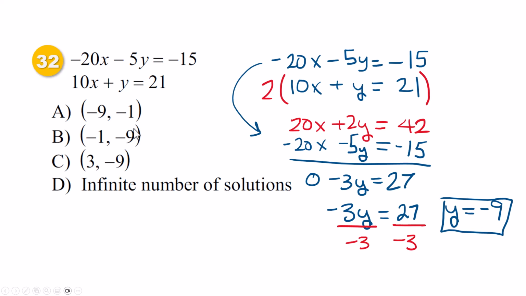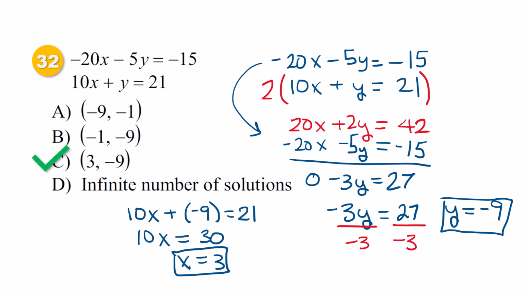I have two choices for that, B or C. I do need to know what the x is. So I'm going to take that negative 9 and I'm going to pop it into one of the equations and solve. There it is. The answer is C.